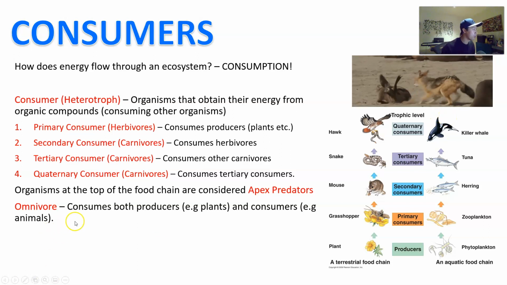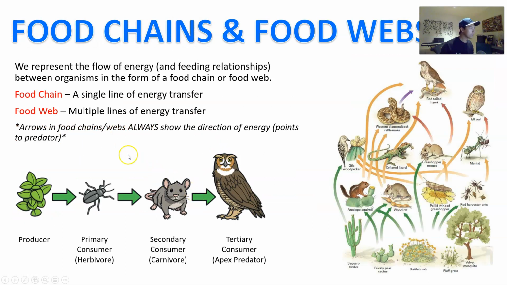Now, organisms can also be both. Organisms that consume both producers and consumers, like plants and animals, are what we call omnivores, because omni means all, and they eat all those different types. Okay, food chains. So we represent that flow of energy using a food chain. So a food chain tells us the flow of energy and the feeding relationship between the organisms.